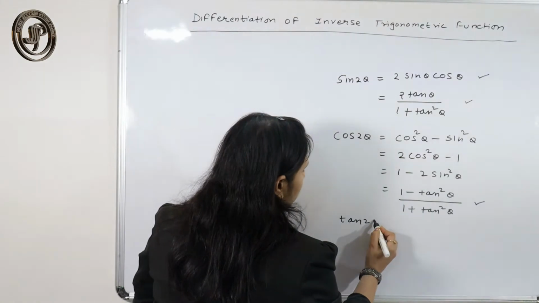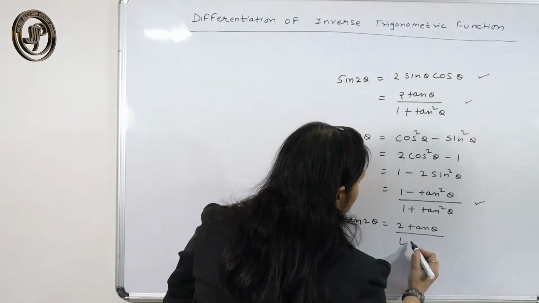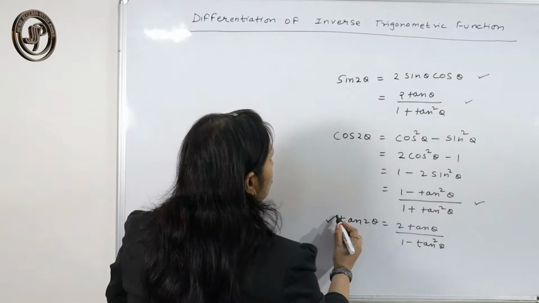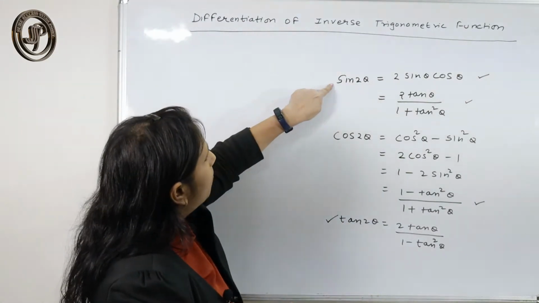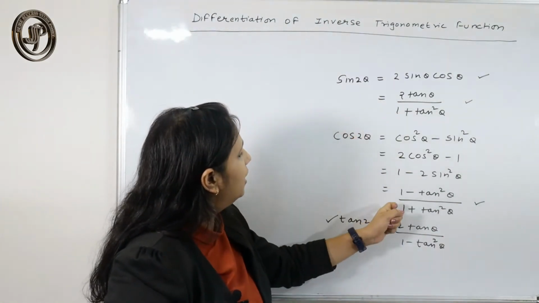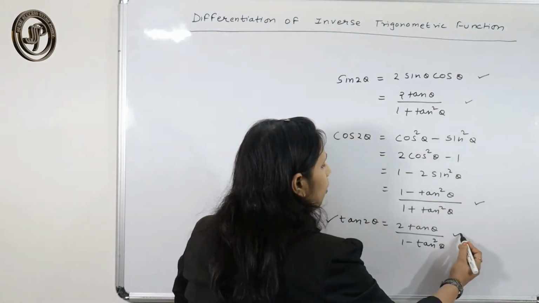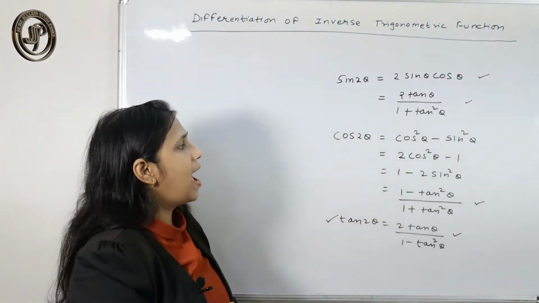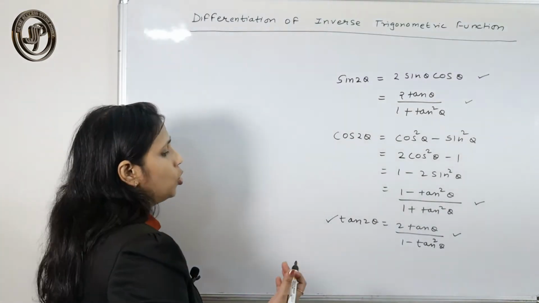And what is tan 2 theta? The formula is 2 tan theta upon 1 minus tan square theta. If you don't remember this formula, and you know the formulas for sin 2 theta and cos 2 theta in terms of tan theta, then you can divide these two and you will get this. So if you forget this formula, you can derive it by dividing the formula for sin 2 theta by that of cos 2 theta in terms of tan theta. So this is very important.